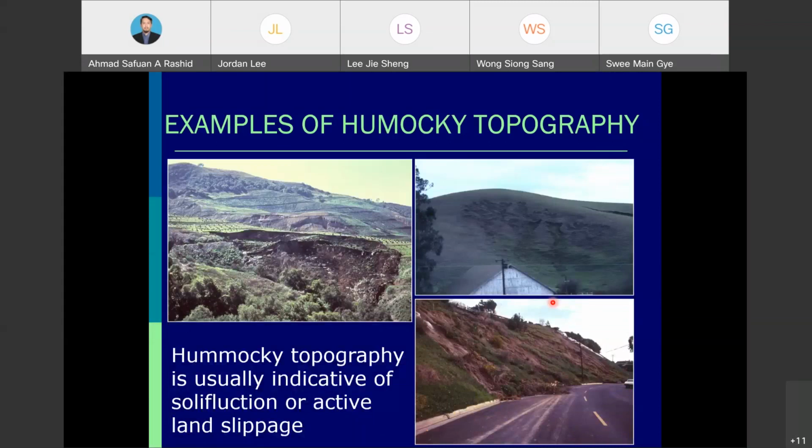So I just shared some of the failures that happened, the causes of the failure, and also the types of failure in this introduction part, and also discussed the principle of slope stability analysis. So we take a break for 10 minutes and then we will continue with the infinite slope analysis right after the break.